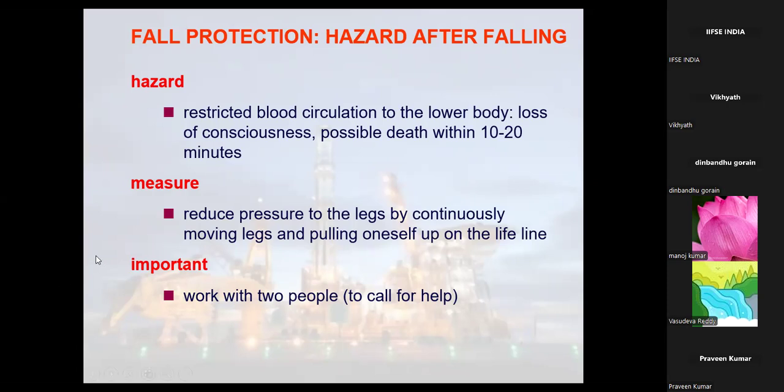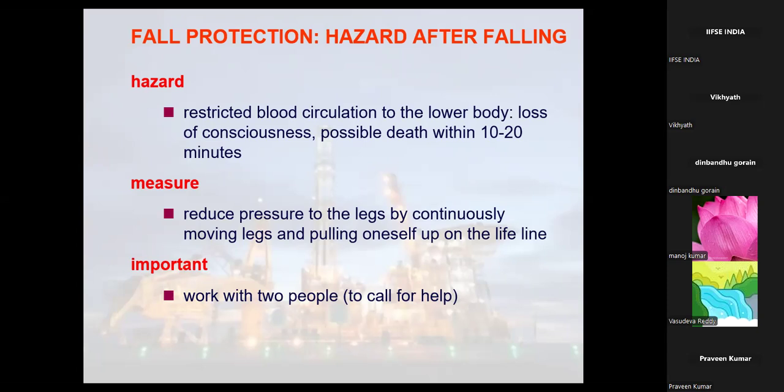That is why, if we look at the safety harness, if it does not have the shock absorber, the suspension trauma is more. If we have a shock absorber on the lanyard, that reduces the suspension trauma on the person.